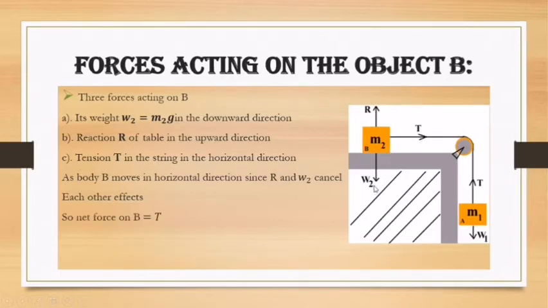Since the weight and the reaction of the table cancel each other's effect, and the body B only moves in the horizontal direction, we can say that the net force on B is only the tension T in the string, which causes the body B to move in the horizontal direction. Applying Newton's second law of motion, our equation number 2 is m2a is equal to T.